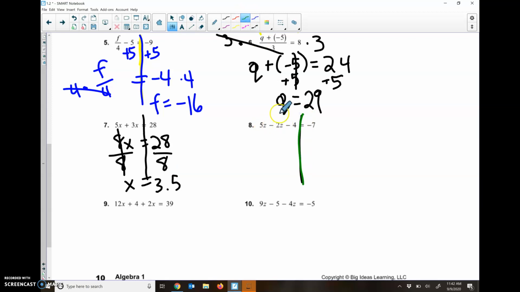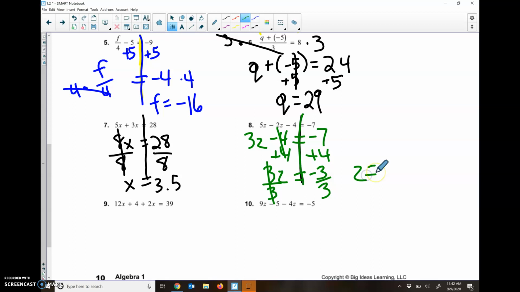Here we got another one where we're going to have to combine like terms first. So I have 5z and 2z. So 5z minus 2z is 3z minus 4 equals -7. It's a -4, so I'm going to end up adding 4. So 3z equals -3. Again, I don't want 3z, I just want 1z, so I'm going to divide both sides by 3. -3 divided by +3 is a -1.